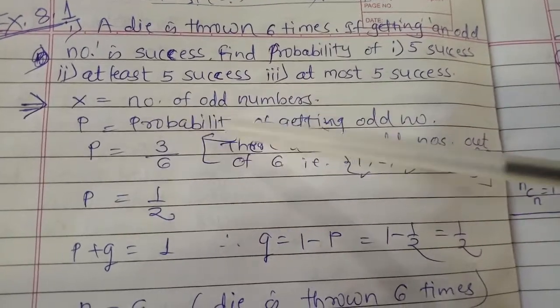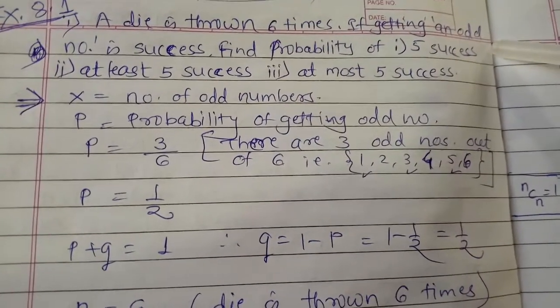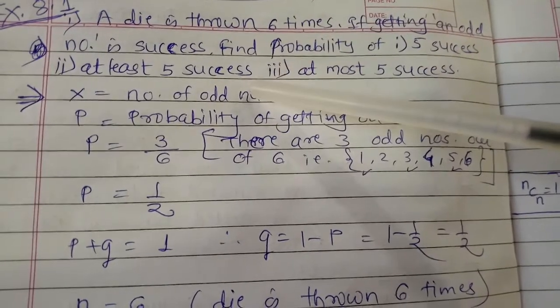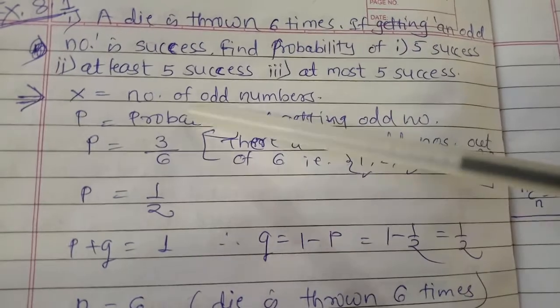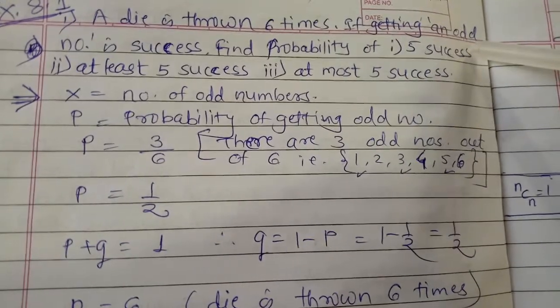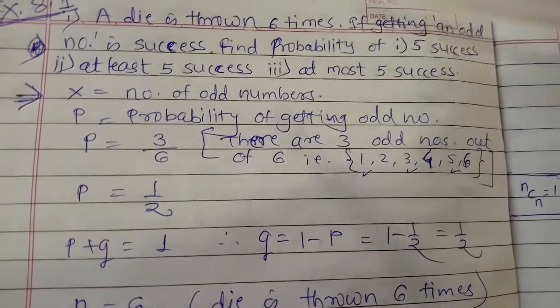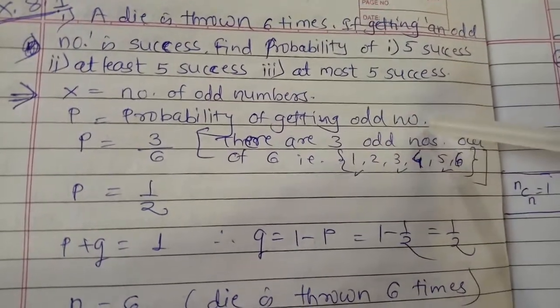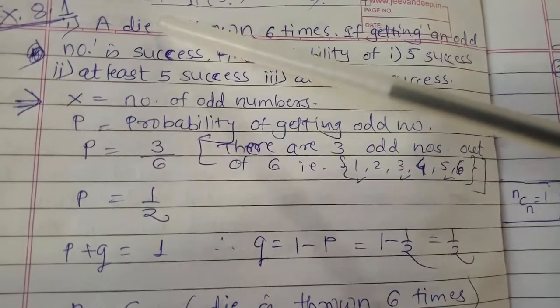So x is a random variable. So we are given that we have to get an odd number. So the number of getting an odd number is the random variable. Again we have to find out the probability. You are given the success, that is an odd number, so the probability of getting an odd number is our success. So how to find out the success? So what is the example?